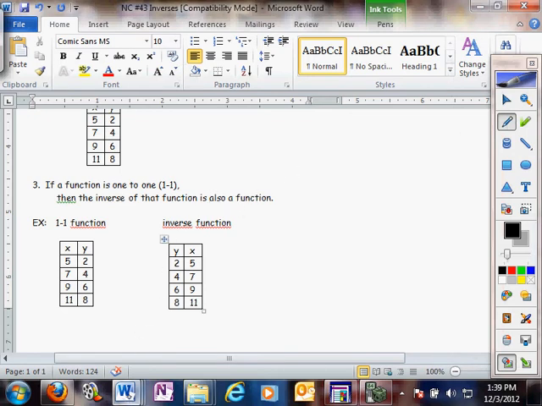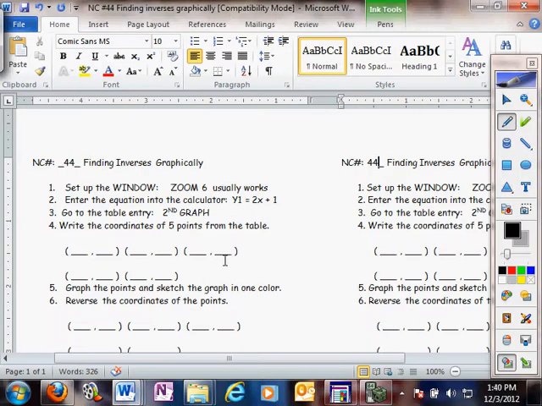Continuing on to note card 44. You're going to need to use your calculators for this note card. It says to find the inverses graphically. Number one, set up your window. Then it says Zoom 6 usually works. You always want to start off graphing a function using Zoom 6. That's the standard viewing screen, and then go from there if you can't see it after that point.